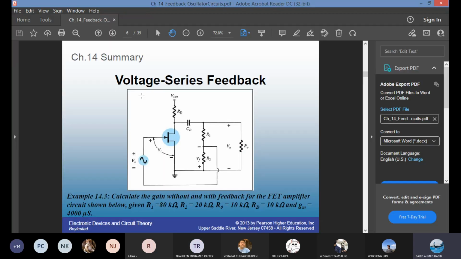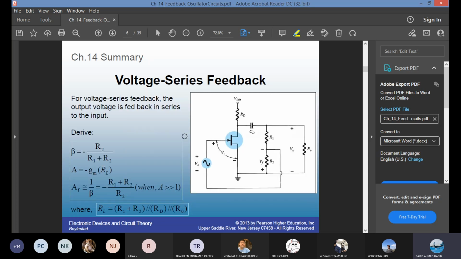So there are two gain parameters, A and A sub F. Two things are being asked. A is the gain without feedback, and then you have A sub F. How will you calculate it? You know A equals minus GM RL.